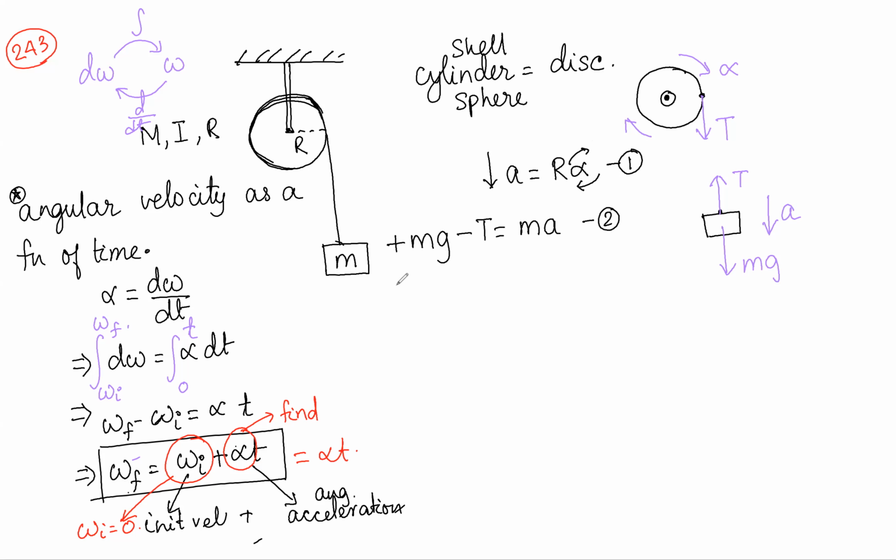For the pulley, what can we write? Plus r into T. Why plus r? Because the tension is causing the rotation. Same direction, think of a steering wheel. The direction in which the tension is acting, if you rotate in that direction, then alpha is also in that same direction. So plus rT is equal to I into alpha, and that is equation number 3.